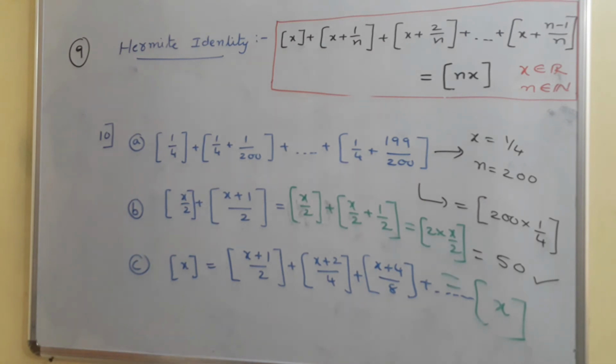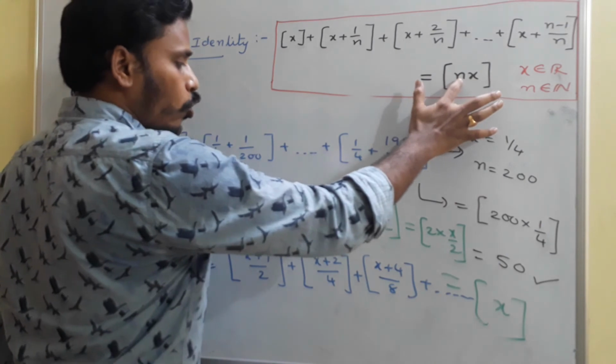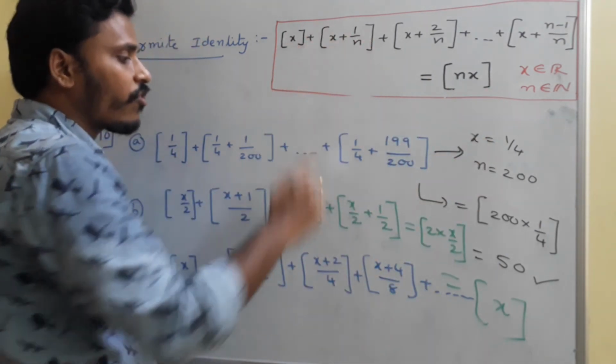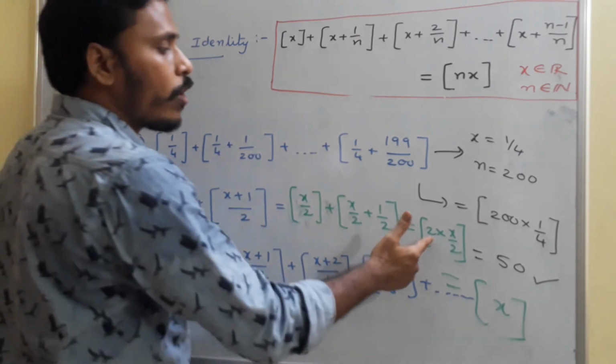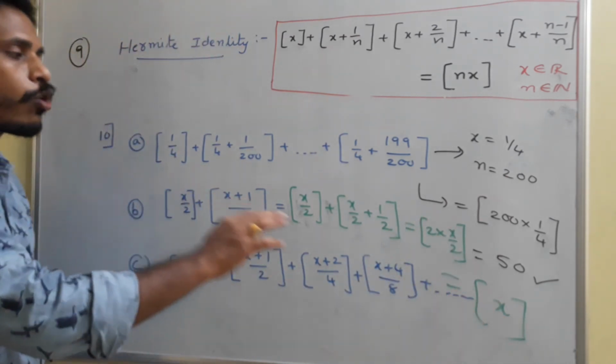So the second bit: floor of x by 2 plus floor of x by 2 plus 1 by 2. To apply the Hermite identity for these two terms, n is simply 2 and x is x by 2. In the place of x, treat x by 2 as your x. So n times x, 2 into x by 2, is floor x. So the b bit is also completed.